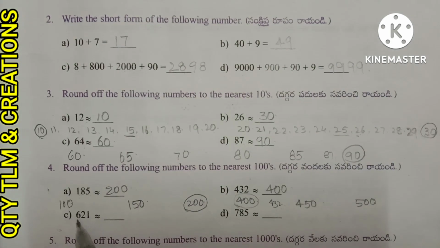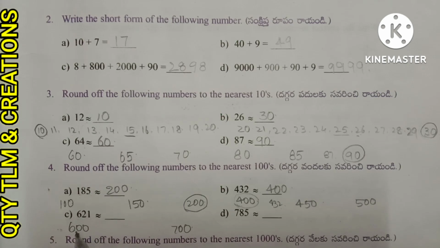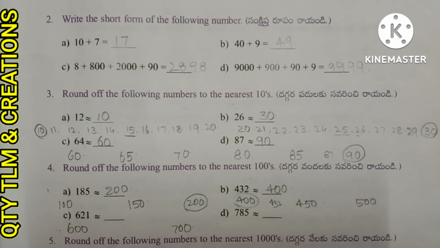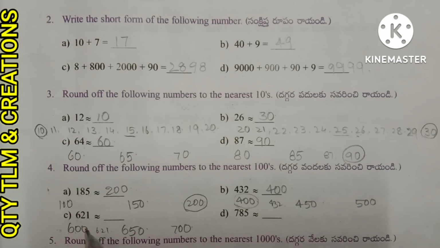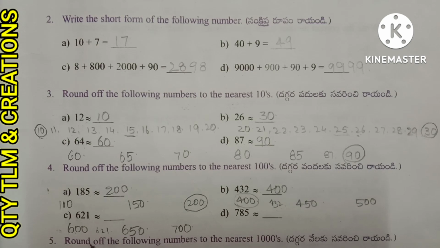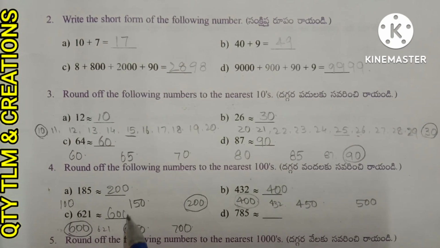Next C 621. Here 621 is between 600 and 700. Identify the mid number, that is 650. So 621 is before 650. So it is nearer to 600. If 621 is rounded off to the nearest 100, it becomes 600. So we have to write 600 here.